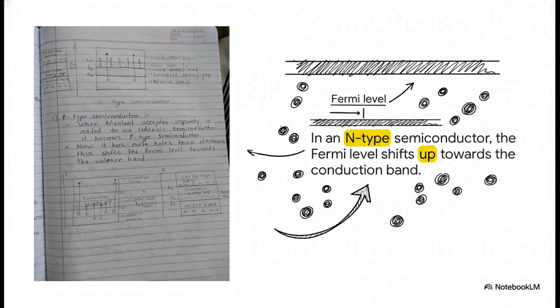So where do all these extra homeless electrons go? Well, they occupy a new, high-energy level all by themselves, just shy of what we call the conduction band. You can think of the conduction band as the express lane for electrons. If they can get up there, they're free to move around and carry a current. By adding these extra electrons, we've pushed the whole Fermi level up, way closer to that express lane. It now takes way less energy to get things moving. We've made it a much better conductor.